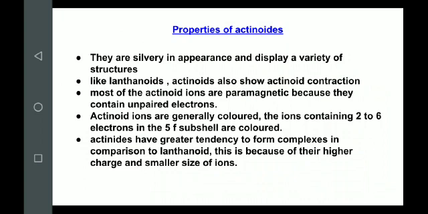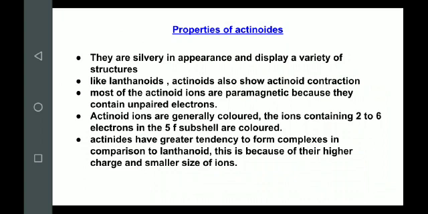Now, actinoid ions are generally paramagnetic because they contain unpaired electrons. We have learned about this paramagnetic character also. Actinoids are generally colored. Actinoids have a greater tendency to form complexes in comparison to lanthanoids because their charge to size ratio is good. It means that they have higher charge and smaller size.